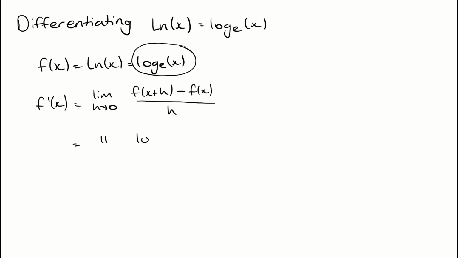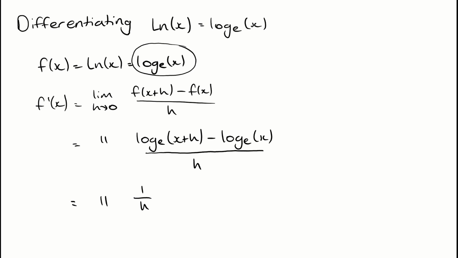So I get log to the base e of x plus h. Subtract my function f of x, so just log to the base e of x, all divided by h. So this is just equal to, again, the limit as h tends towards 0, of 1 over h. Okay, now what I've got left is my log to the base e of x plus h minus my log to the base e of x. So I've got that numerator.